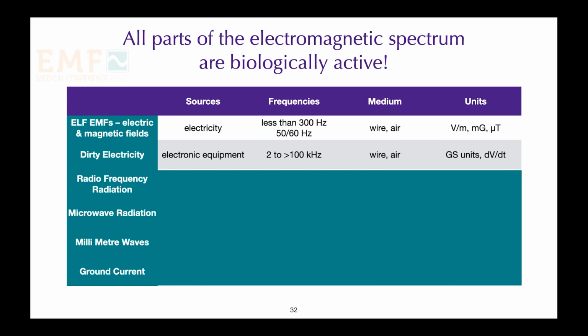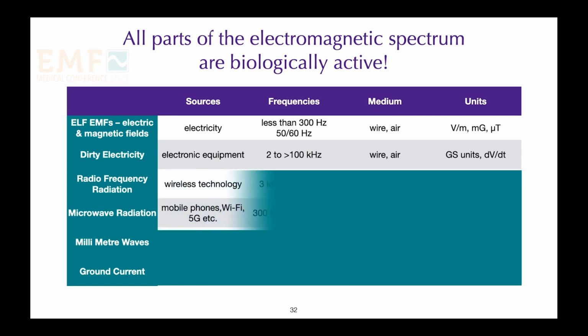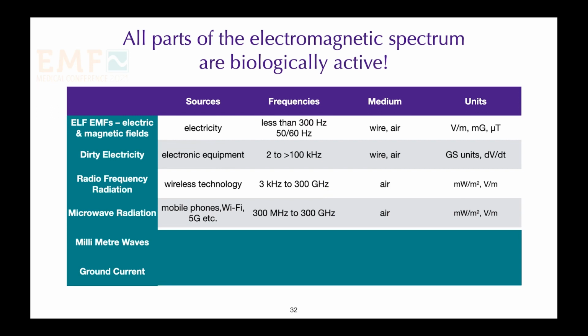Dirty electricity is generated by electronic equipment and by shorts in electrical wiring and by turning appliances on and off. Dirty electricity flows along wires and radiates from those wires into the air. Units include GS units and voltage changes over time. Radio frequency and microwave radiation differ only in their frequency ranges. Both travel through air and are measured as volts per meter or as power density, watts per meter squared.